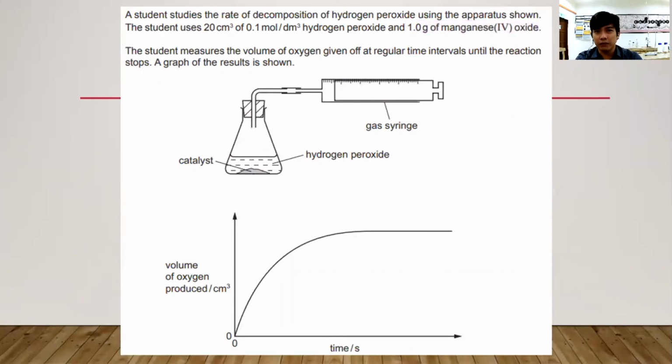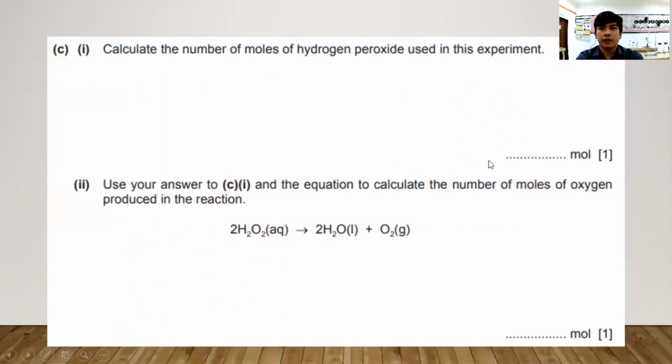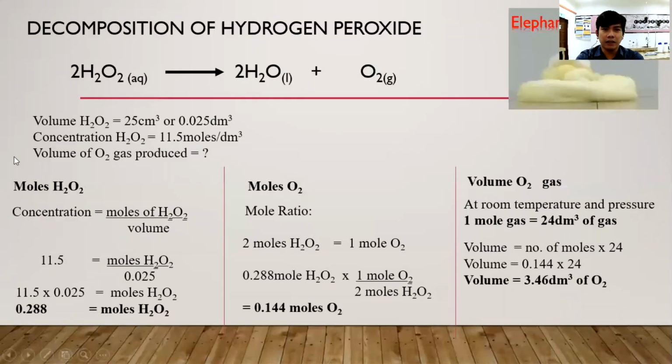Okay, so the student measures the volume of the oxygen given off at regular time intervals until the reaction stops. The graph of the result is shown. So here is the graph. Okay, so now let's proceed. So here are the questions. First, calculate the number of moles of hydrogen peroxide used in the experiment. As you can remember, this is just the same as this. You identify the moles of H2O2, then you identify the moles of O2, and then you can get the volume of the gas. So let's continue.